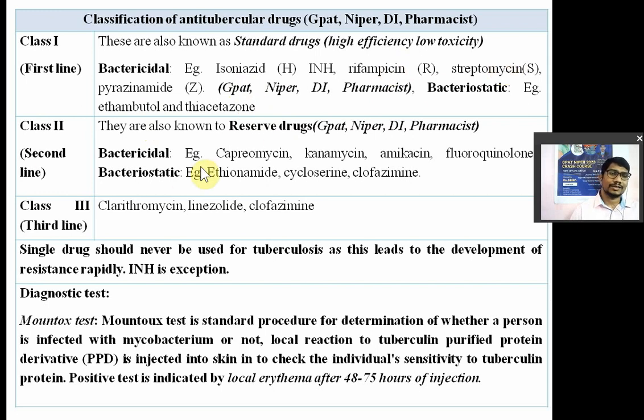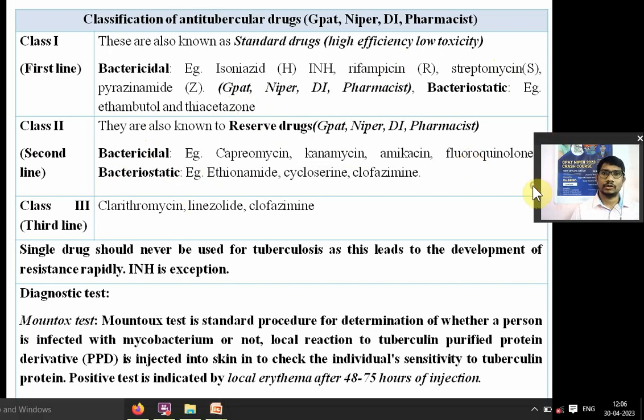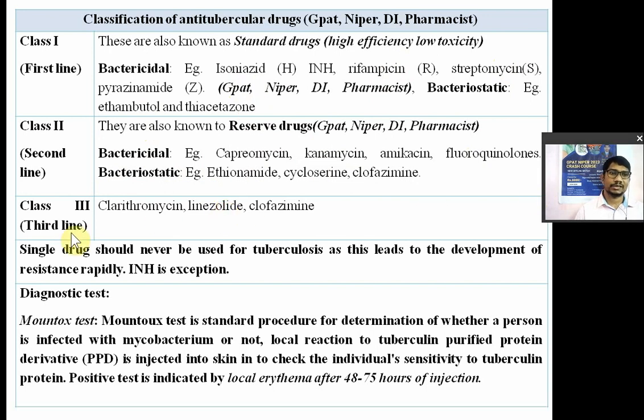Class 2 drugs are known as second line agents. They are used as reserve drugs. In that, bactericidal: capreomycin, kanamycin, amikacin, fluoroquinolones, and bacteriostatic: ethionamide and cycloserine. Class 3 drugs are known as third line drugs: clarithromycin, linezolid and clofazimine.